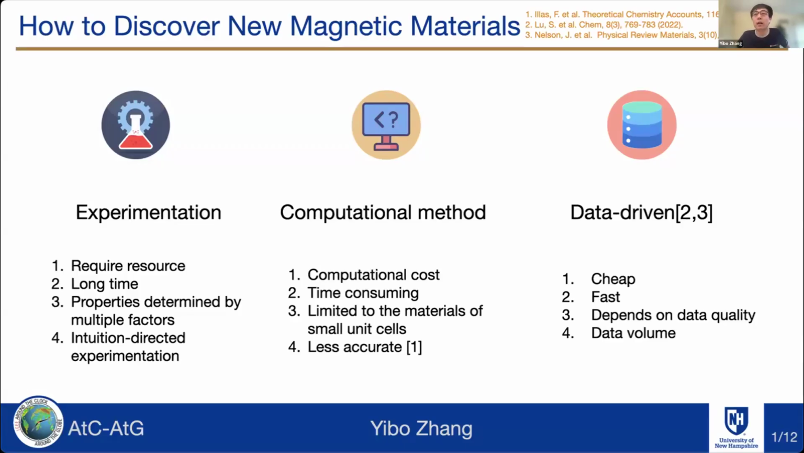And the third method is the data-driven method. And this is what we care about. It's because, firstly, it's very cheap. And if you have a model, you can predict anything instantly, which means it's very fast. However, like the name data-driven defines, it needs a lot of data, high quality data and high volume data. So let's talk about data-driven.